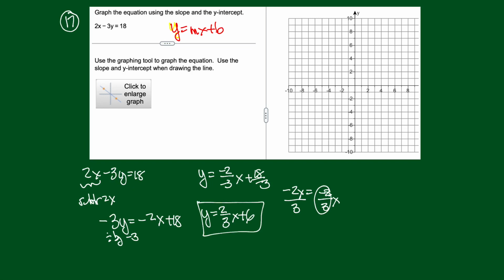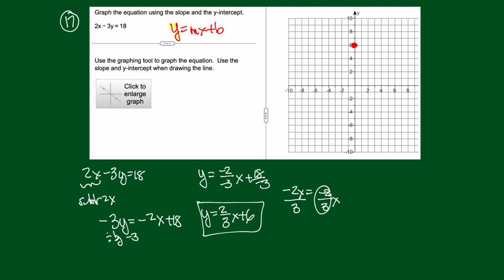Now let's graph it. This line crosses the y-axis. There's the y-intercept at 6. So (0, 6). So follow it up here to (0, 6). It's right there. And the slope is 2/3. The bottom tells you the horizontal change, and the top tells you the vertical change.